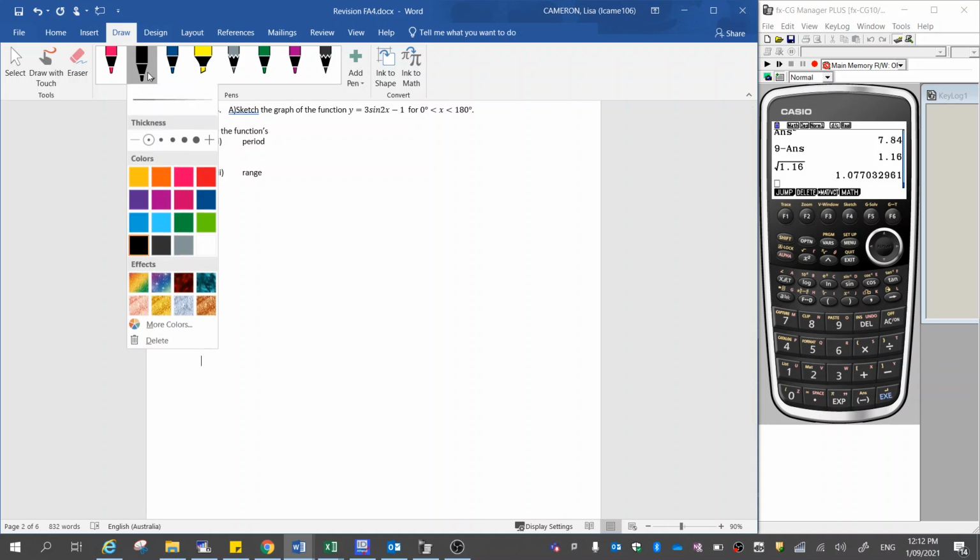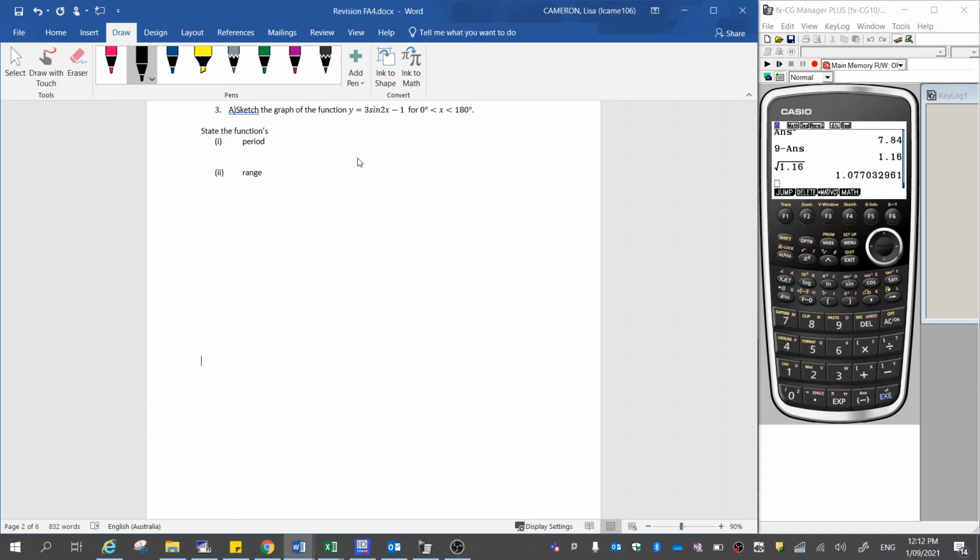So let's get started. Now we're going to just do this the way that we were shown in class, and then we'll fill this stuff in as we go. So first thing I'm going to identify is our amplitude. Then we're going to identify our B value. Then if we've got a phase shift, and then our C value or our D value.